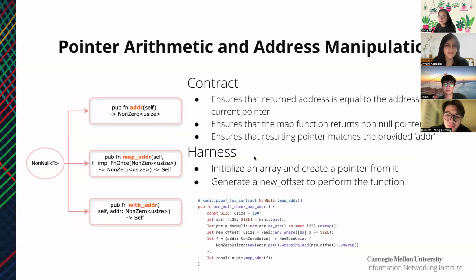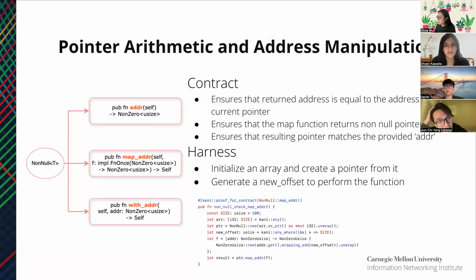So the next three functions in the pointer arithmetic and address manipulation are address, map address, and with address. All three of these belong to the strict provenance and have a postcondition only. When it comes to address, it basically gets the address portion of the pointer, and we need to ensure that the returned address is equal to the address of the current pointer. The next is map address, which creates a new pointer by mapping self's address to the new one. And for the ensures clause, we need to ensure that the resultant pointer is non-null, which is similar for with address, where we also need to ensure that the resultant pointer is non-null.